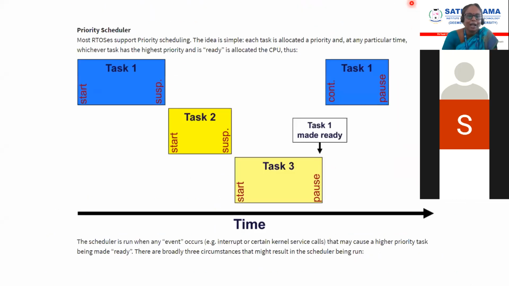Okay. Priority scheduler. Priority means which task has to be done. Start, then it will be suspended. The next task becomes active, then it is suspended. Then task one actually has the highest priority now. After this I will continue my task one. Are you clear? So this is the way they were allocating the tasks.